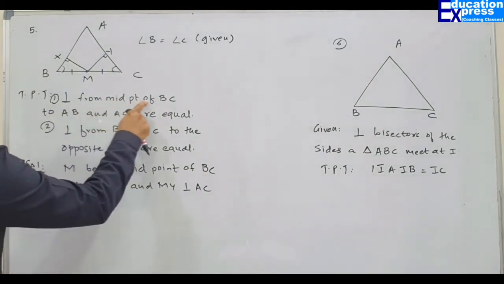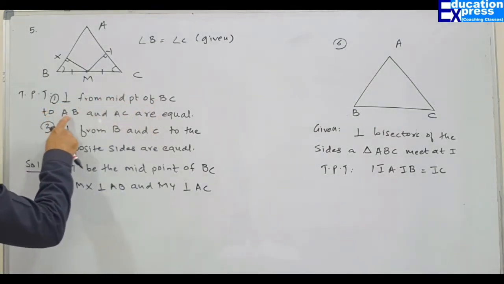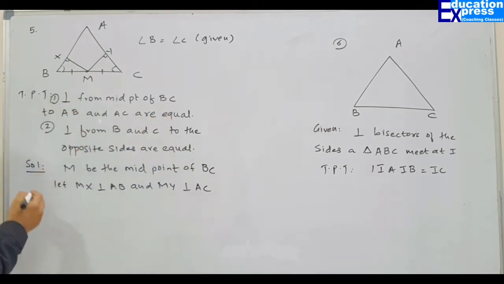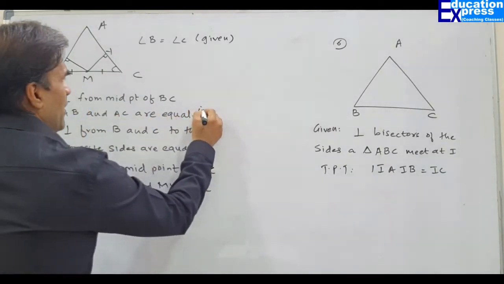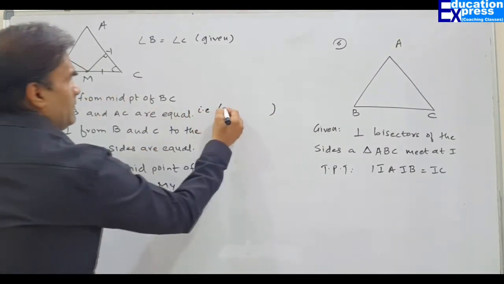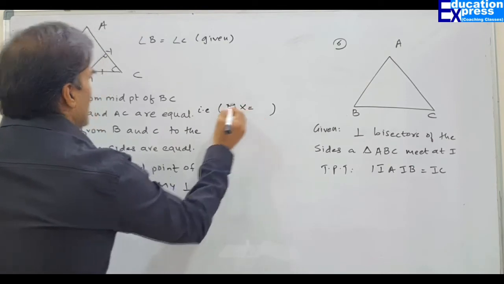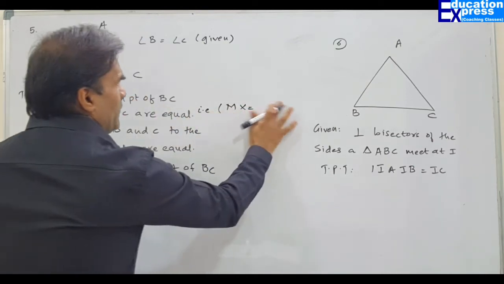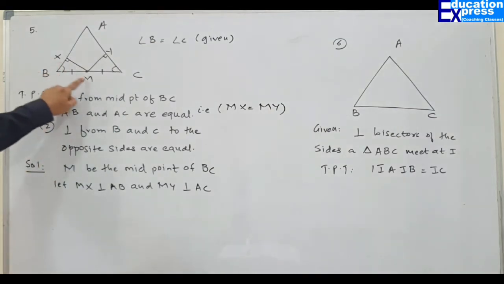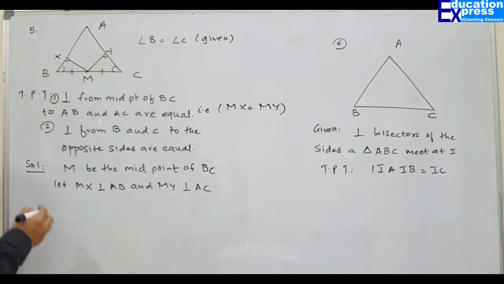The perpendiculars from the midpoint of BC to AB and AC are equal. So in short, we have to prove that MX is equal to MY. So my dear friends, we have to prove that MX equals MY. It's a very, very simple question.